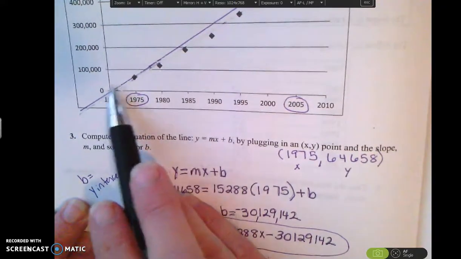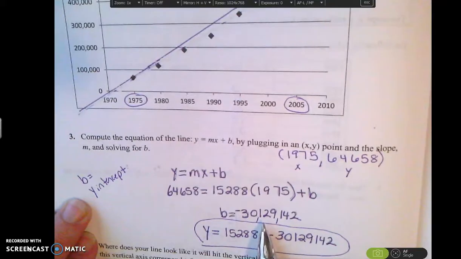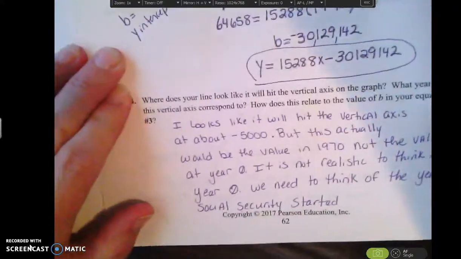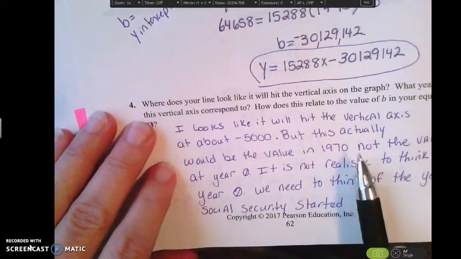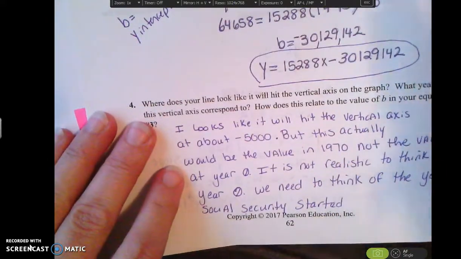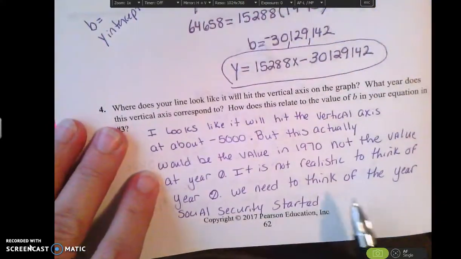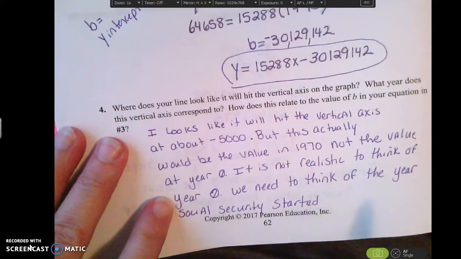So why doesn't this graph reflect -30,129,000? The reason for that is because the graph at the top starts at 1970. It doesn't start at 0. So when you're talking about years, it really doesn't make sense to say a 0 year. I mean, that would be way back before 1970, before 1960.